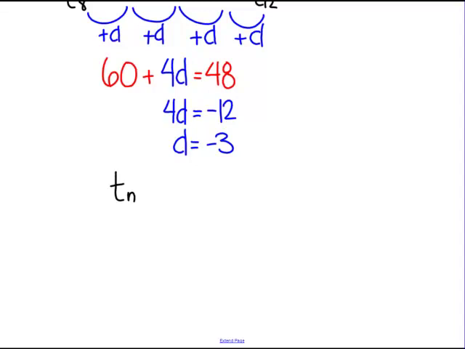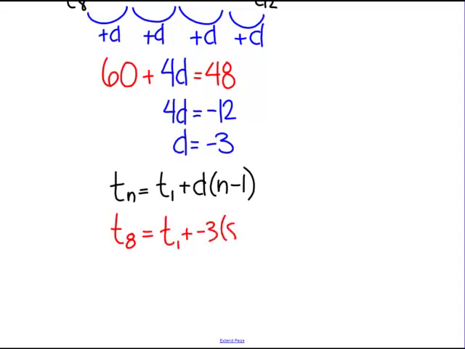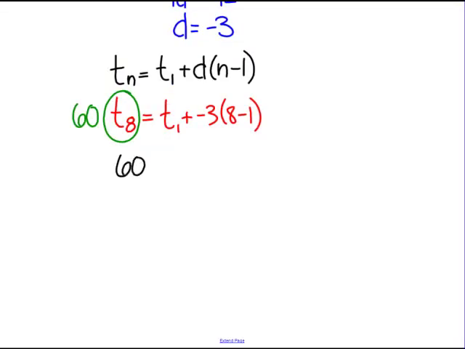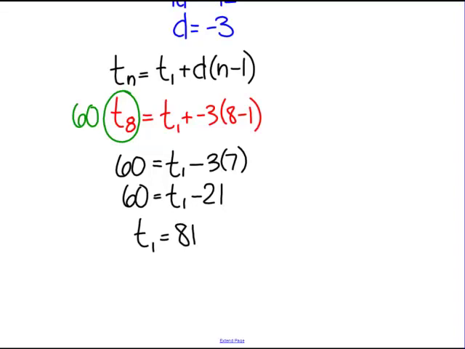Now that I have the common difference, I can use the formula that the nth term is equal to the first term plus the common difference times n minus 1 to solve for the first term. And I have some terms that I can use to plug into this equation. So we're going to use the 8th term because that's one that they gave us. It must be true then that the 8th term is equal to the first term plus the common difference times 8 minus 1. The 8th term of this sequence is 60. So I can substitute 60 into this equation, and now all I have left to solve for is the first term. So 60 is equal to the first term minus 21, which means the first term must be 81.